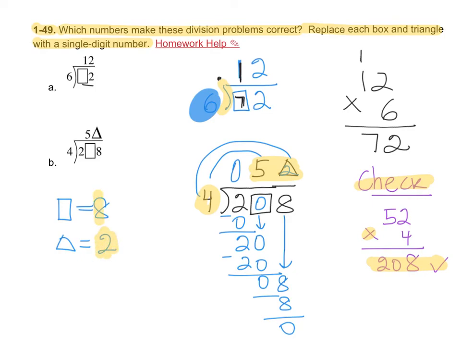So remember, the opposite, or the inverse I should say, of multiplication is division. So if we're given division, then we could use the inverse of division, which is multiplication. So we could use any of those two to check our work or to find missing numbers like we did in this example.